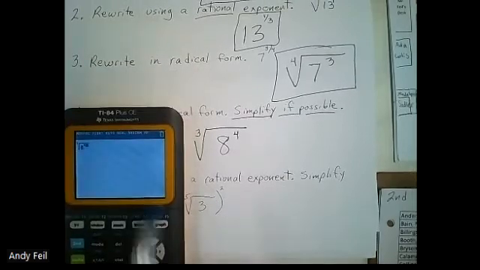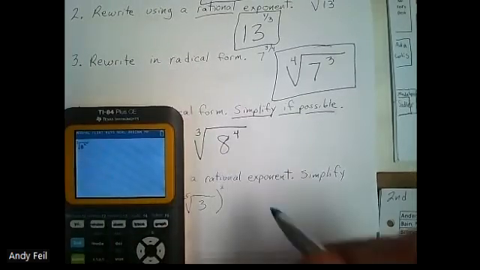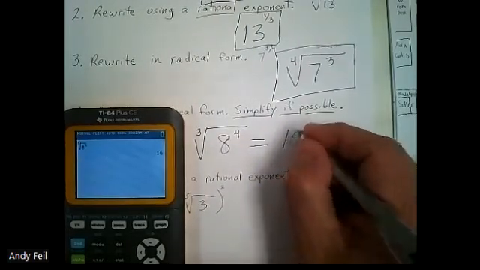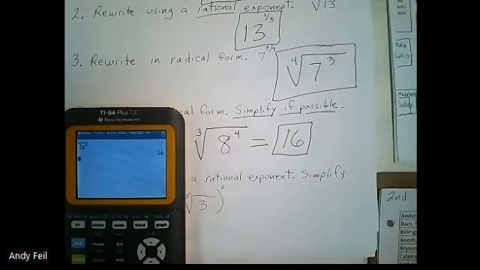So see how this looks identical? This looks identical to this. We're going to let our calculator help us to see if that simplifies. Henry was right. What's simpler, the cubed root of 8 to the 4th or 16?